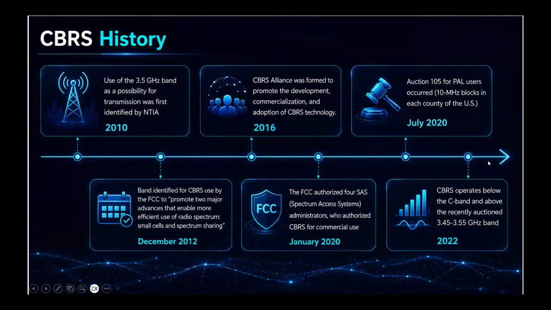So this is the history of CBRS. In 2010, the use of 3.5 gigahertz was identified by NTIA. In 2012, the FCC promoted this band to enable more efficient use of radio spectrum, small cells, and spectrum sharing. In 2016, the CBRS Alliance was formed. In 2020, the FCC authorized 4 SAS administrators who authorized CBRS for commercial use. Then we had the auction in 2020, and in 2022, CBRS operates below the C band. Right? So this is the brief history of the CBRS band.